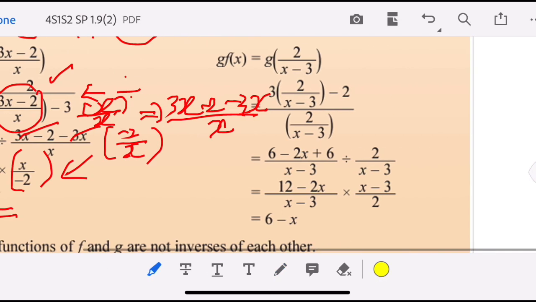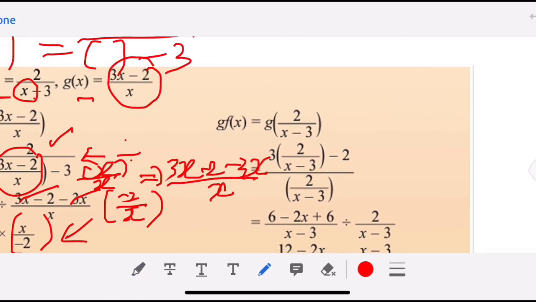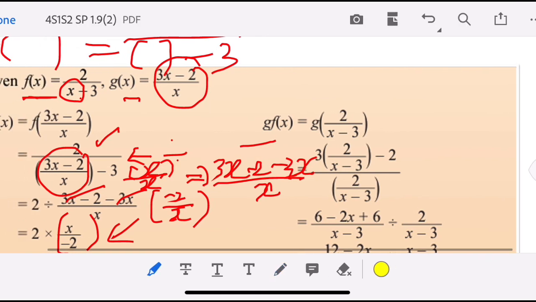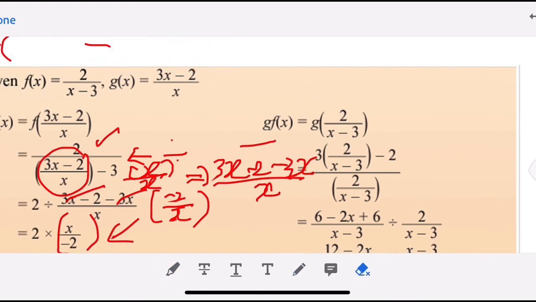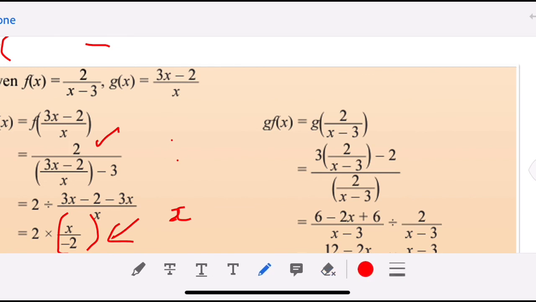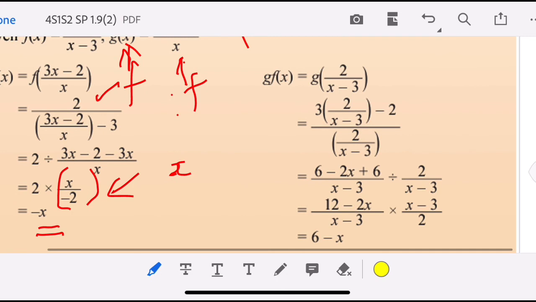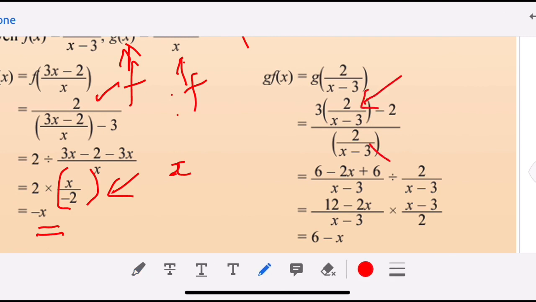And this one, if you find the gfx, meaning that you sub the g into the f, right? So let's see how to sub the g into the f. So this is your g. Here you sub the f. You sub the f. Wow, this is very complicated. So you will do like that. This is f and this is f.